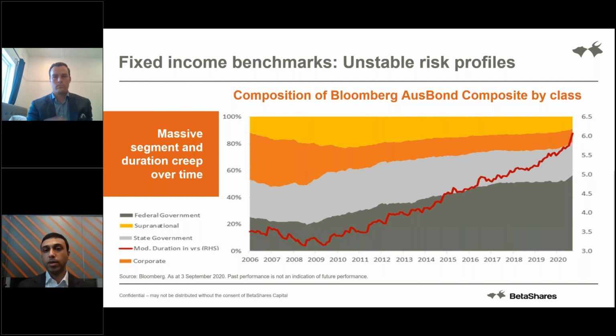The main driver has been an increased footprint from the federal government, both in terms of the amount of issuance, but also the maturity profile of that issuance. Currently, federal and state government bonds account for over 80% of the broad universe, and given issuance needs over the next 12 months, that share will only increase further.